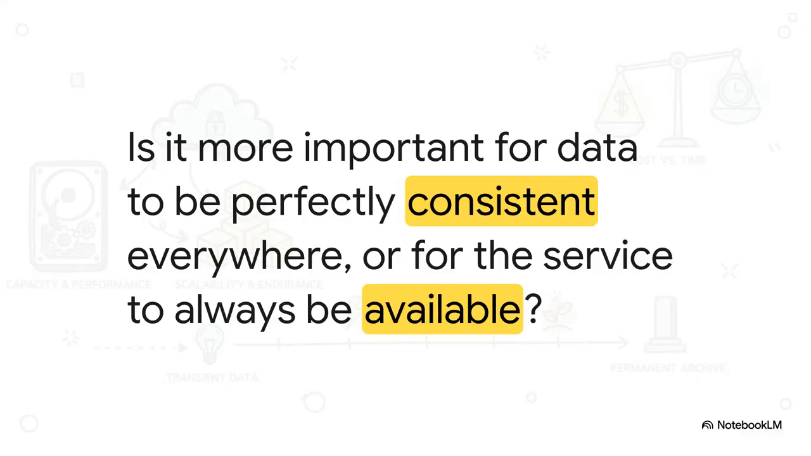This is a classic. Is it more important that every single user, everywhere in the world, sees the exact same up-to-the-millisecond data? That's consistency. Or is it more important that your app is always online, always responsive, even if it means some data might be a tiny bit out of sync for a second? That's availability. You usually can't have perfect 100% of both.